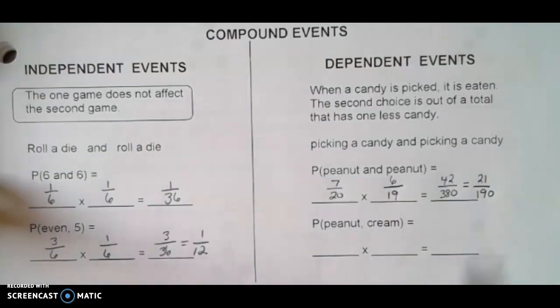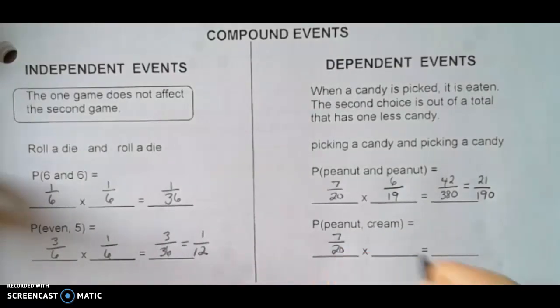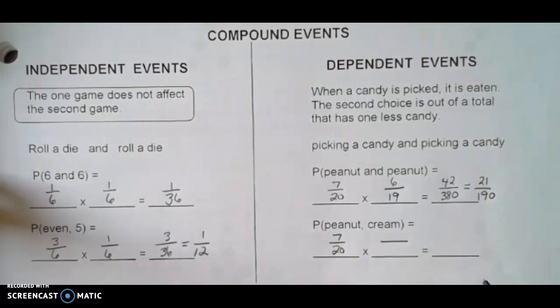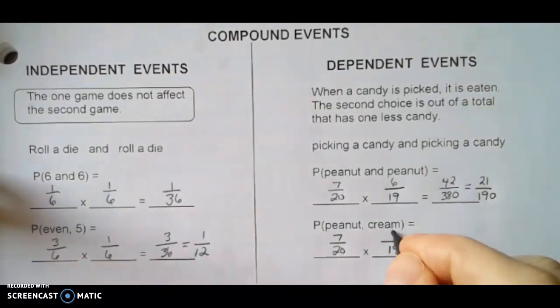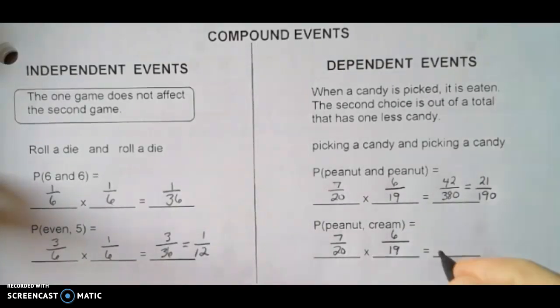Suppose instead we wanted a peanut candy followed by a cream candy. To get a peanut candy the first time, we just set up was 7 out of 20. Now I want to get a cream candy the second time. I know my probability is going to be out of 19 because I ate that first candy. And looking at my list up above for cream candy, that's 6 of them. So 6 out of 19 is the probability of getting a cream candy. This also, again, will give me 42 out of 380, which we set up above is 21 out of 190.